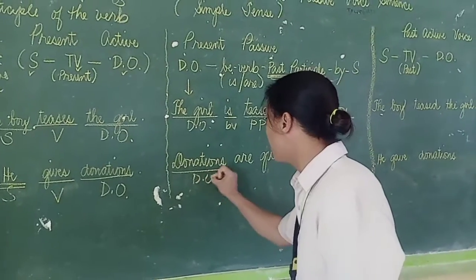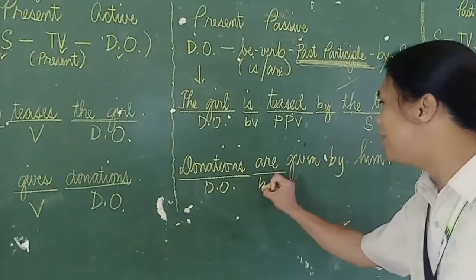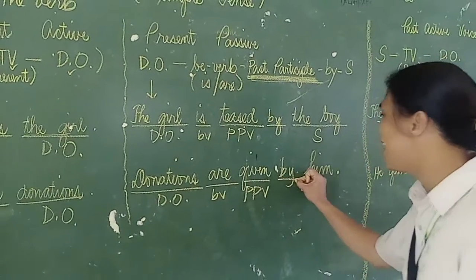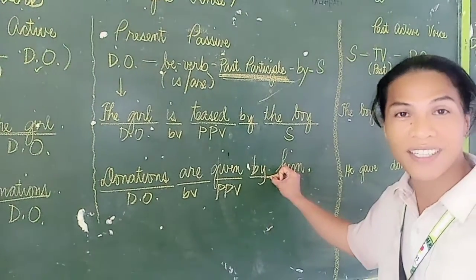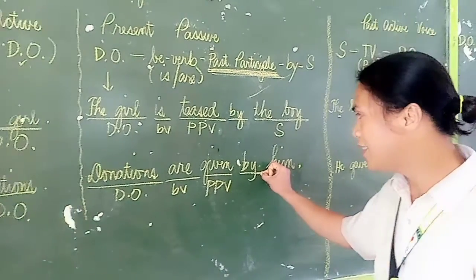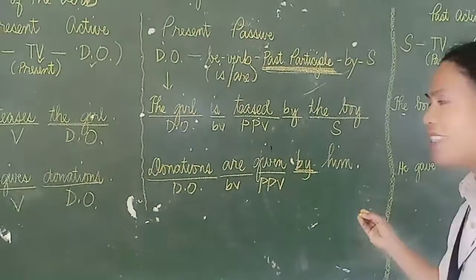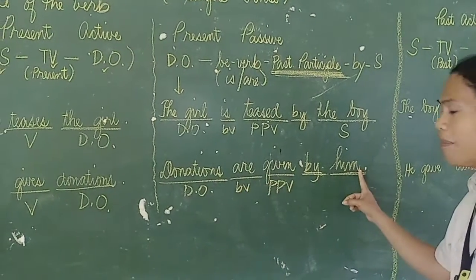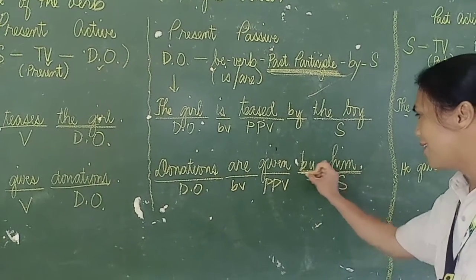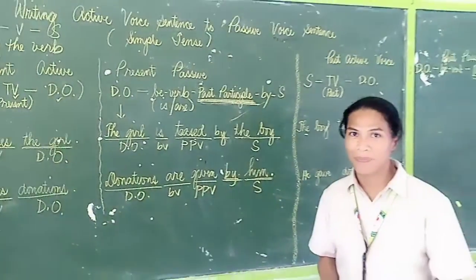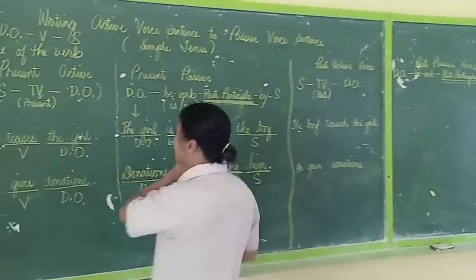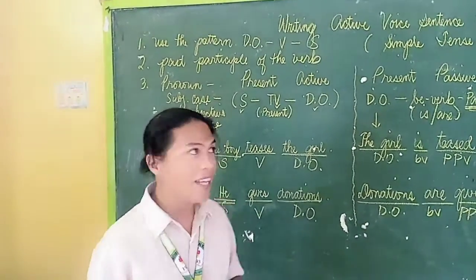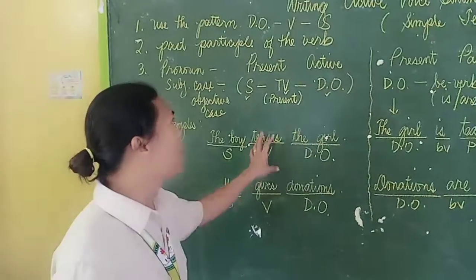So we have our direct object. This is our be verb. This is our past participle of the verb. And then the preposition by, which is the distinguishing point of the passive voice. And then our subject from he becomes him in the objective case. Clear? Sige. Now, let us simplify our understanding here in this tense, no?